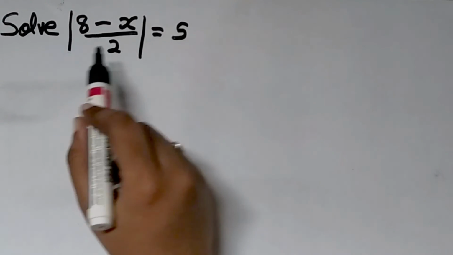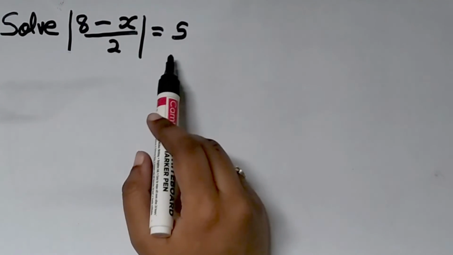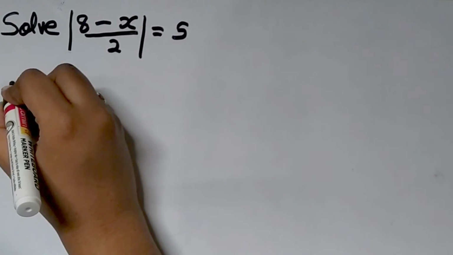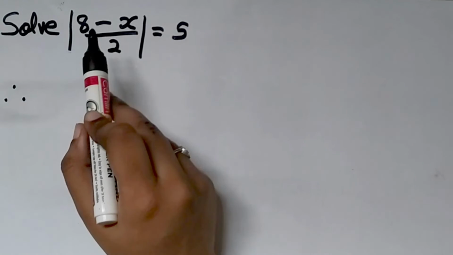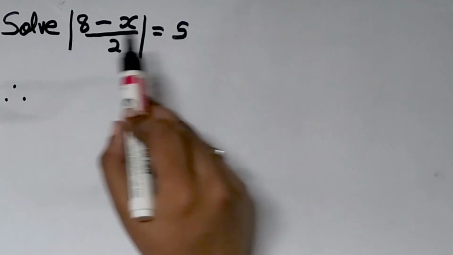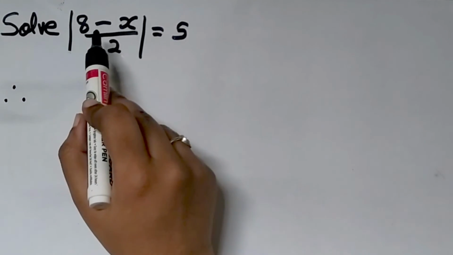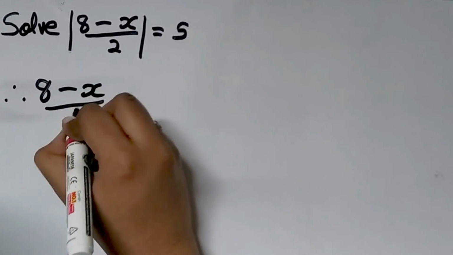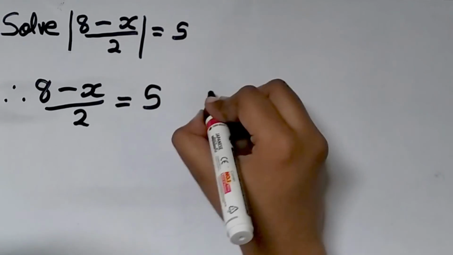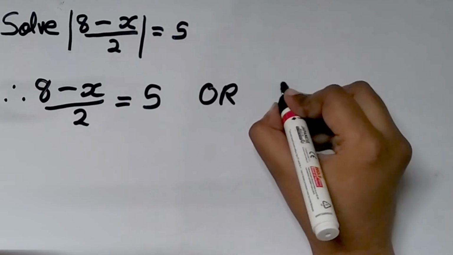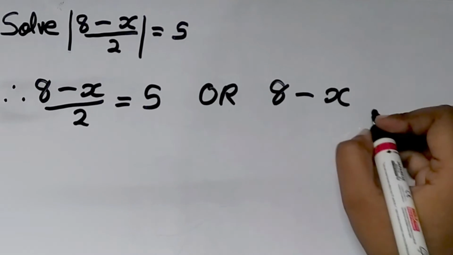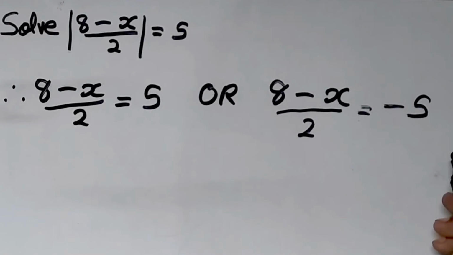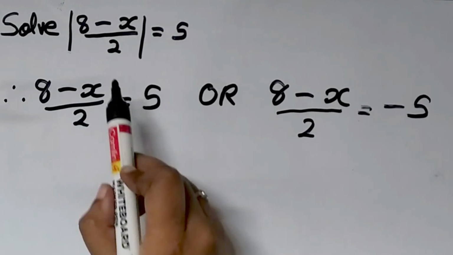Solve |(8 - x)/2| = 5. Like the previous example, how will you do it? This value will be equal to plus 5 or minus 5, because the mod is 5. So inside this we can have plus 5 or minus 5. So (8 - x)/2 = 5, or (8 - x)/2 = -5.